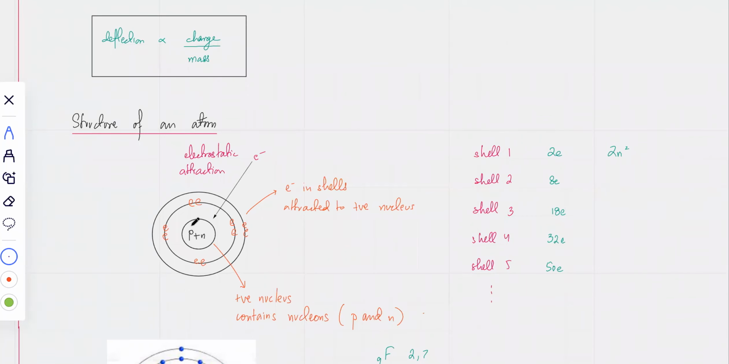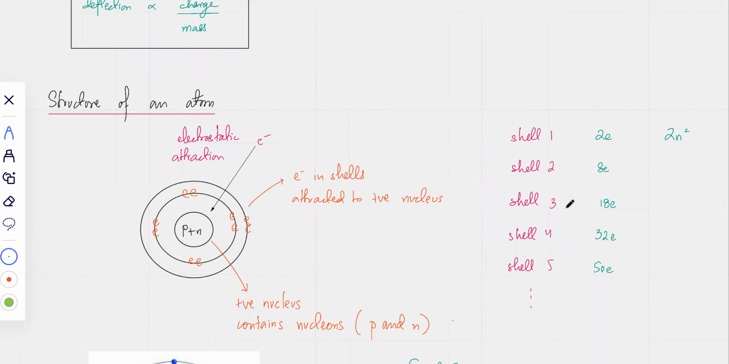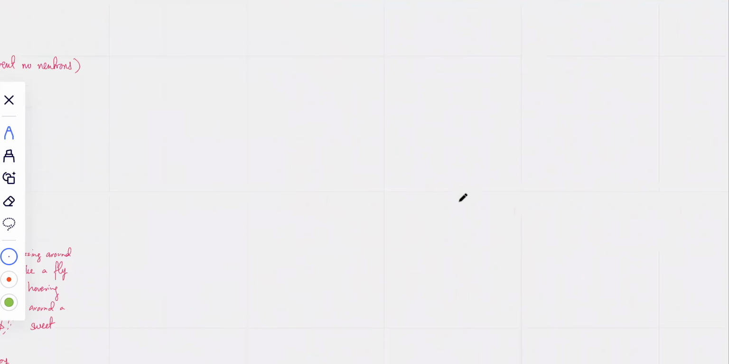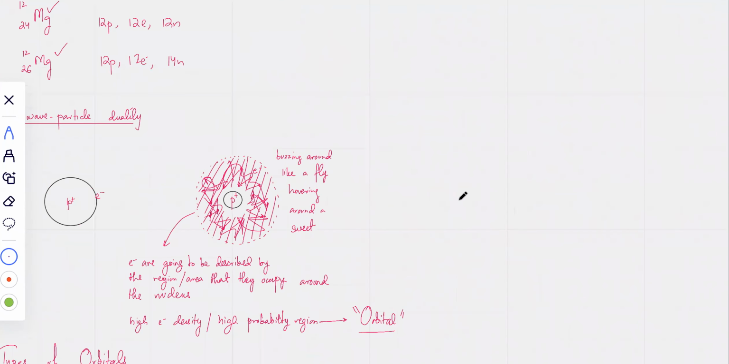We were at this point that the nucleus is positively charged. The electrons are all attracted to it. The electrons reside in shells. The first shell has just 2 electrons. The second shell has 8 electrons. Third shell has 18 electrons. And you have the fourth shell, which has 32 electrons. And then you've got a fifth shell. So you can figure out the number of electrons present in a shell by using the formula 2n squared. So electrons are residing in shells.